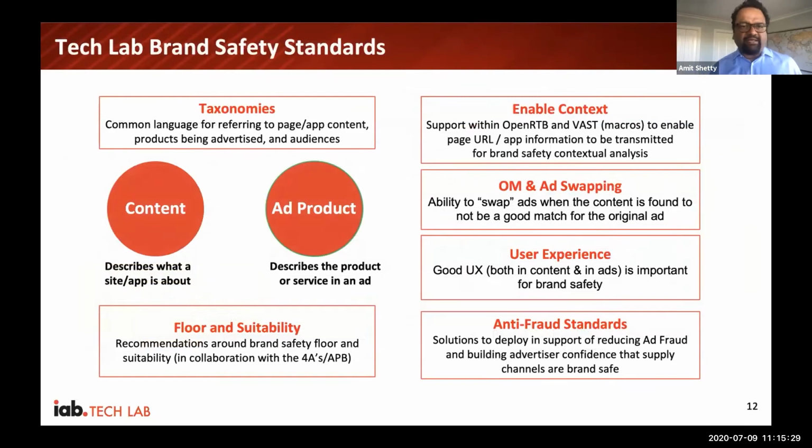So those are the details around the taxonomy and the floor and suitability. In addition to that, we have efforts going on to enable these kinds of tools, right? So basically, the only way the brand safety vendors, for example, can really provide that additional intelligence about the content is if they have access to what they need to analyze, and that's provided by the page URLs or other links via OpenRTB and VAST, and we standardize that.